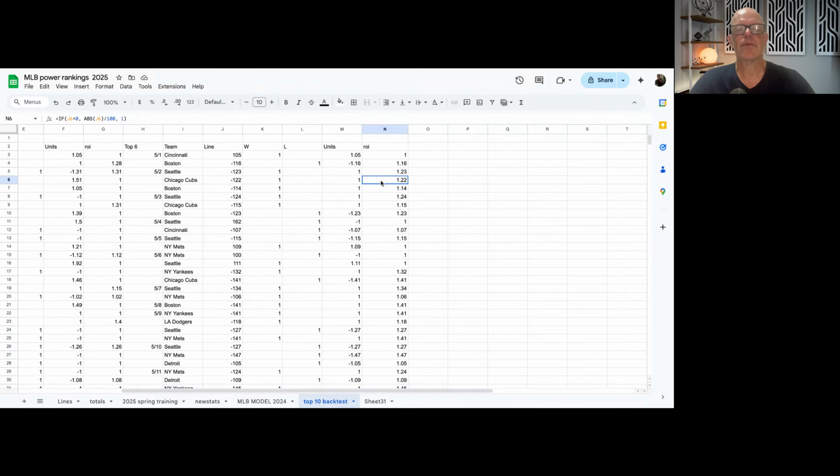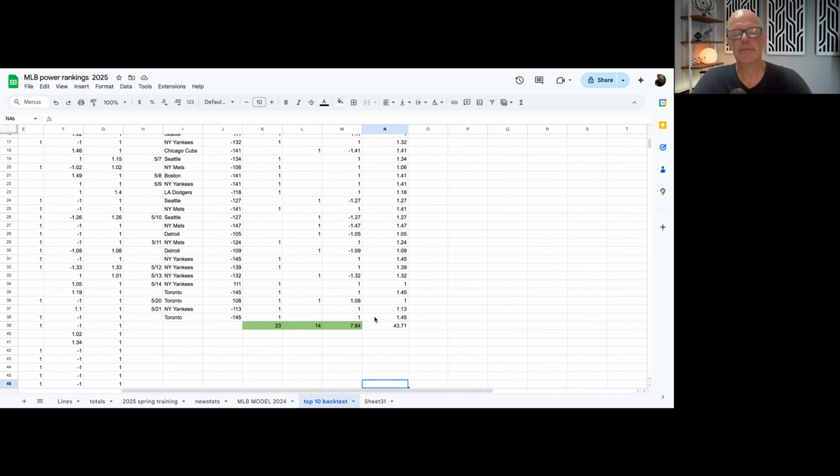Now, for a favorite, look at this one from 5/2, Chicago. The line was minus 122. We had to invest 1.22 units. If it wins, we win 1 unit. Up here, you see Boston was minus 116. We would invest 1.16 units. If it loses, we lose minus 1.16 units. So now let's tally all this up.